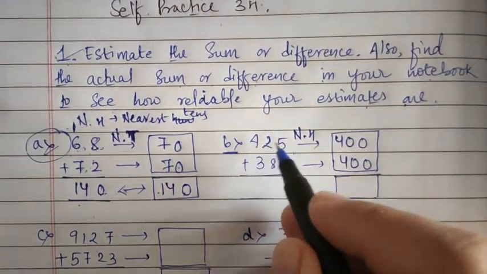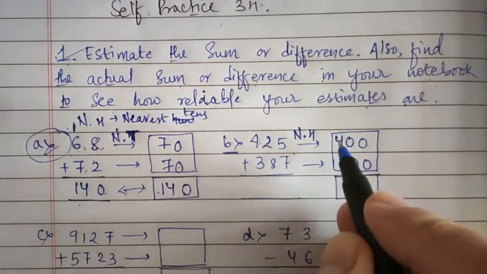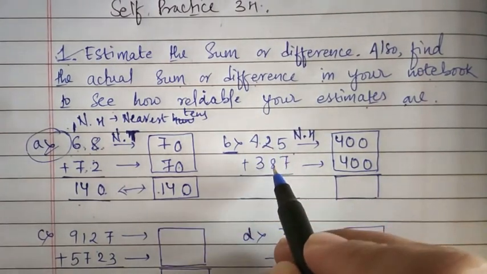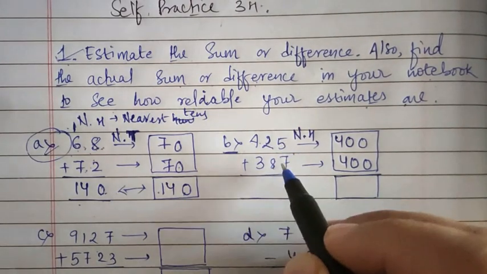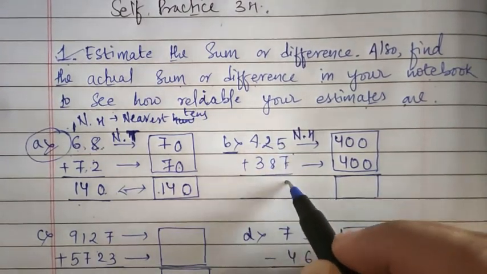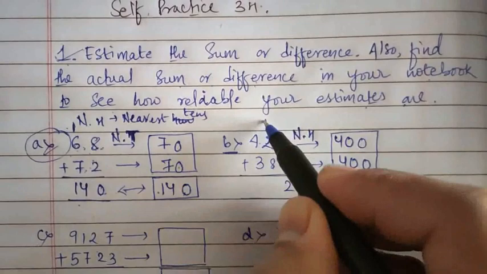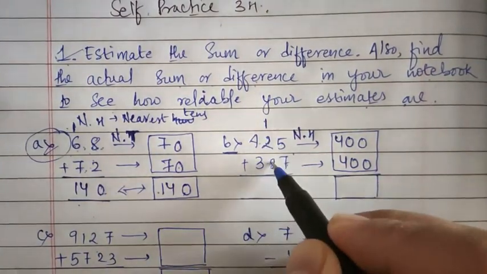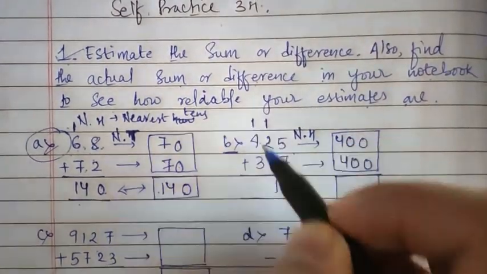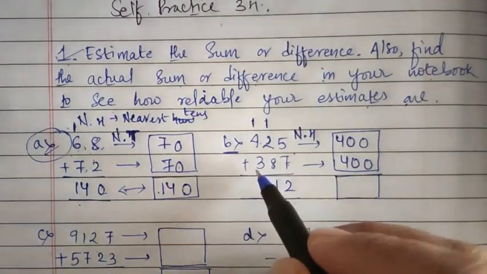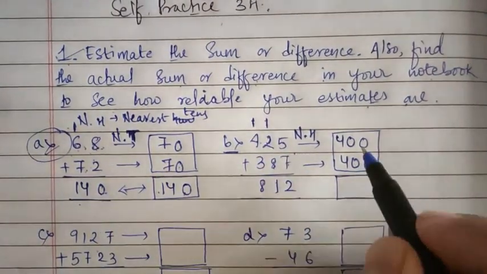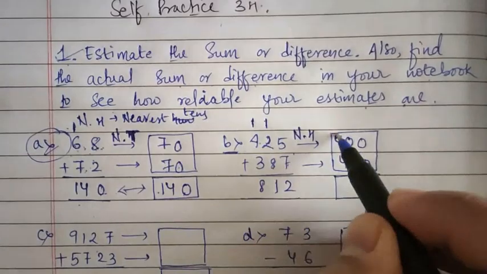So what we did, we estimated the difference here, and we estimated the sum here. Alright, so now add both. 7 plus 5 is 12, 1 in hand. 2 plus 1 is 3, 3 plus 8 is 11, 1 in hand. 1 plus 4 is 5, and 5 plus 3 is 8. Now 0 plus 0 is 0, 0 plus 0 is 0, and 4 plus 4 is 8.